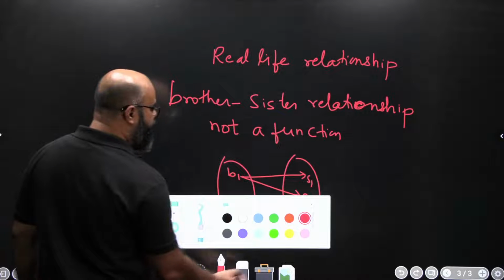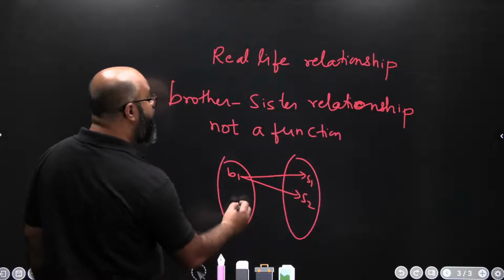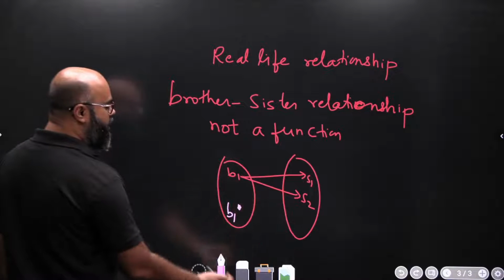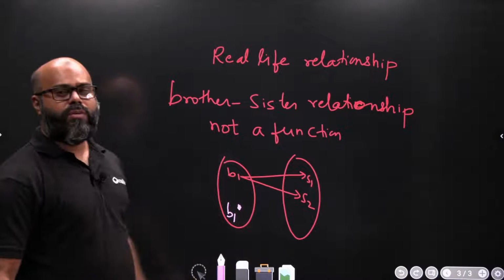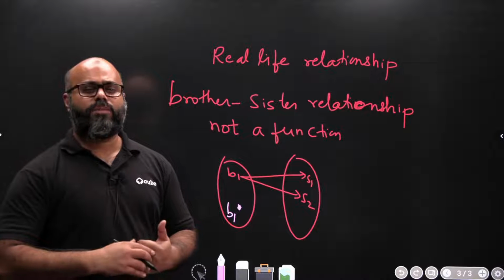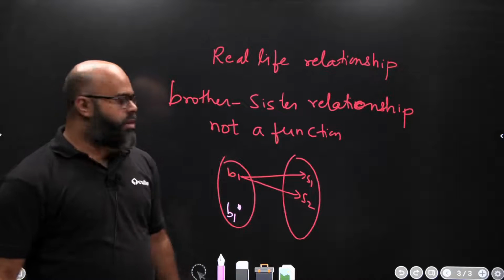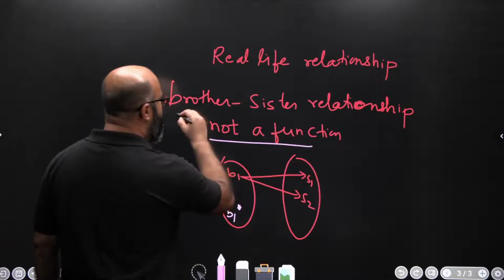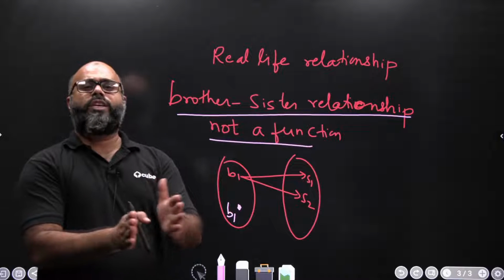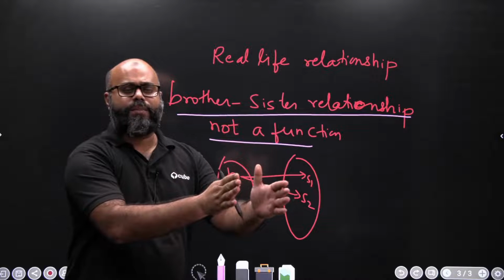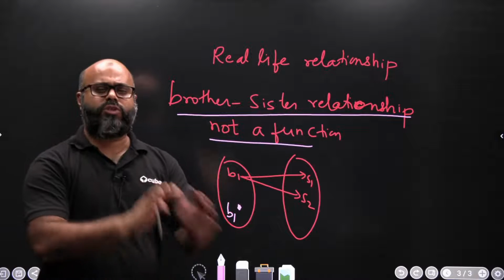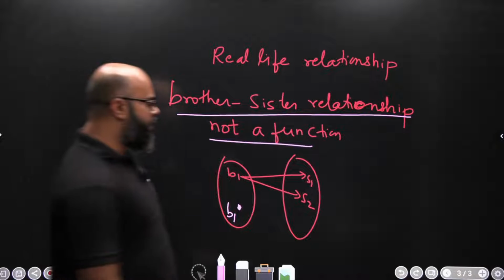But in another case, suppose there is a brother and he does not have any sister. There are many persons who do not have any sister, so in that case also it will violate the concept of functions. So this is not a function. Brother sister relationship is not a function, because each element of set A is not uniquely mapped to an element of set B. Actually a brother can have multiple sisters or a brother can have no sister, but we can't take those cases in a function.